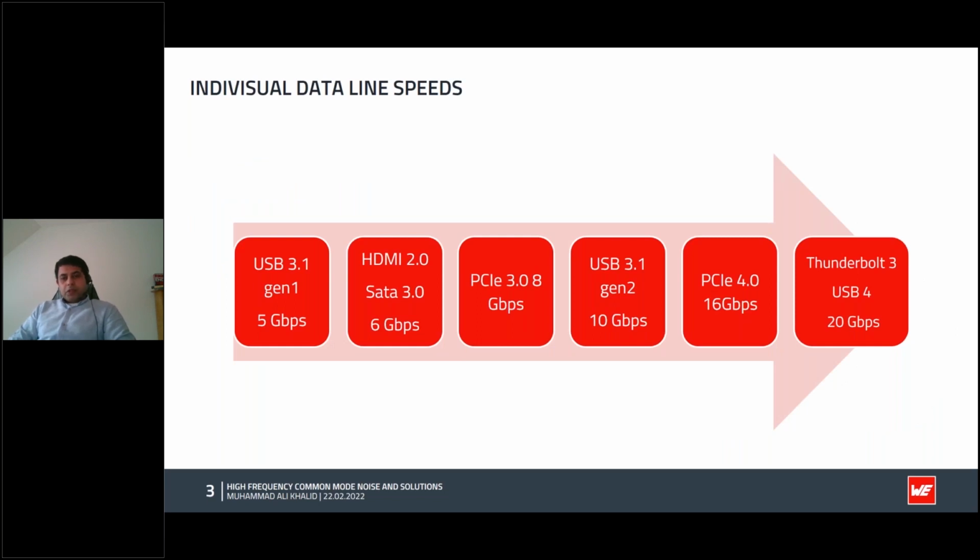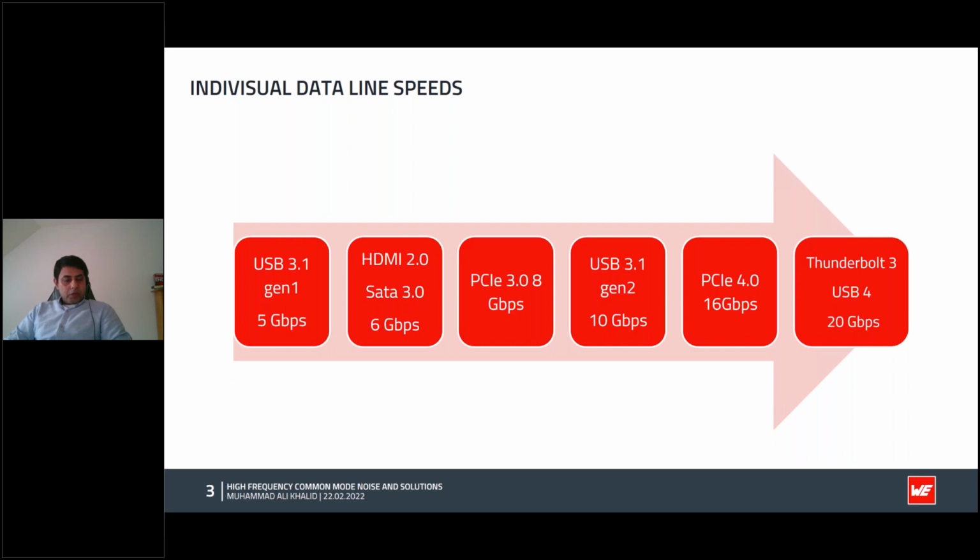So just getting into the presentation. Here you can see the switching speeds of some of the modern digital circuits. As you can see, these speeds are getting higher and higher as we go through time. And with the high switching speeds, we are now able to achieve very high data rates and bandwidth. These are some of the individual data line switching speeds for the state-of-the-art communication interfaces.